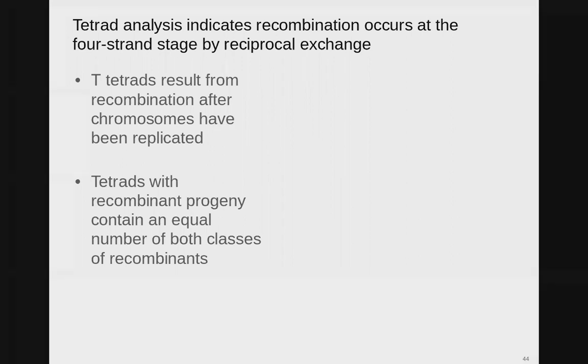Now, tetrads that have recombinant progeny contain an equal number of both classes of recombinant. So remember, when recombination occurs, we can... I'm going to skip this because I forgot what I was going to say. But the model here shows what recombination looks like, how it brings together brand new combinations of alleles. I'll think of it by the end of class.